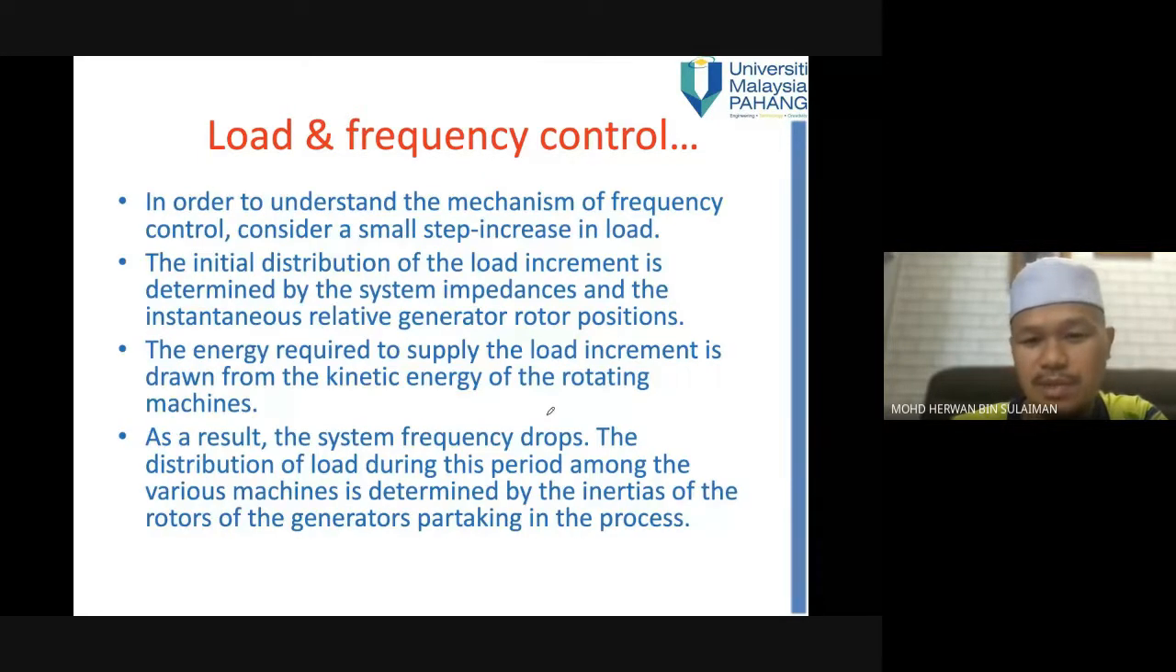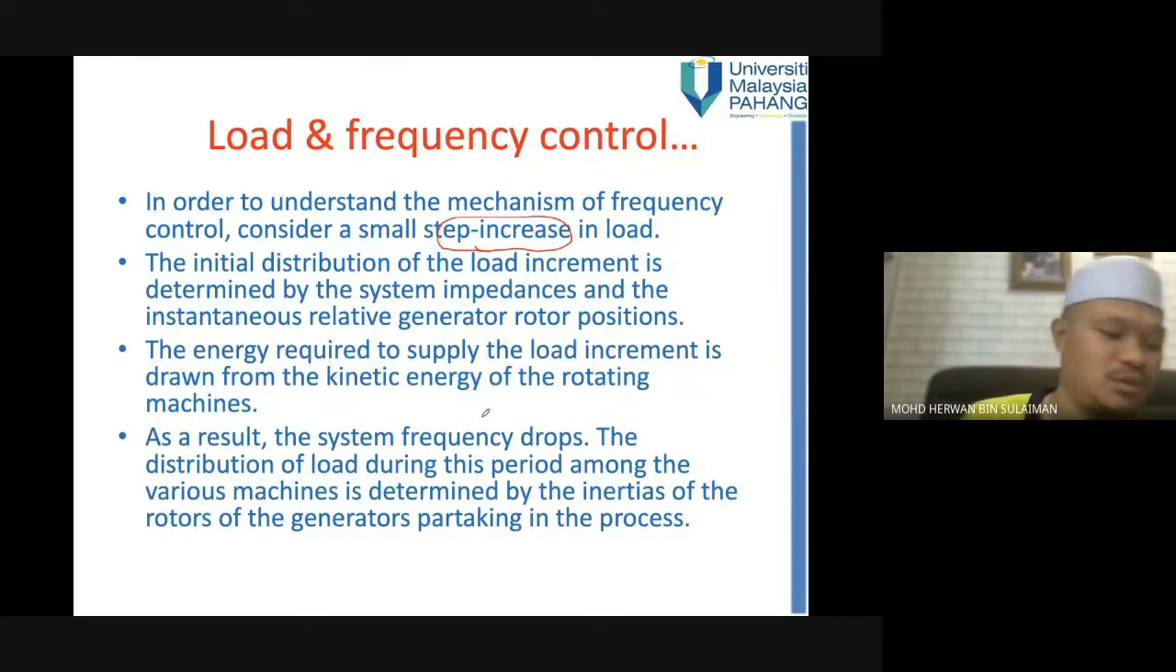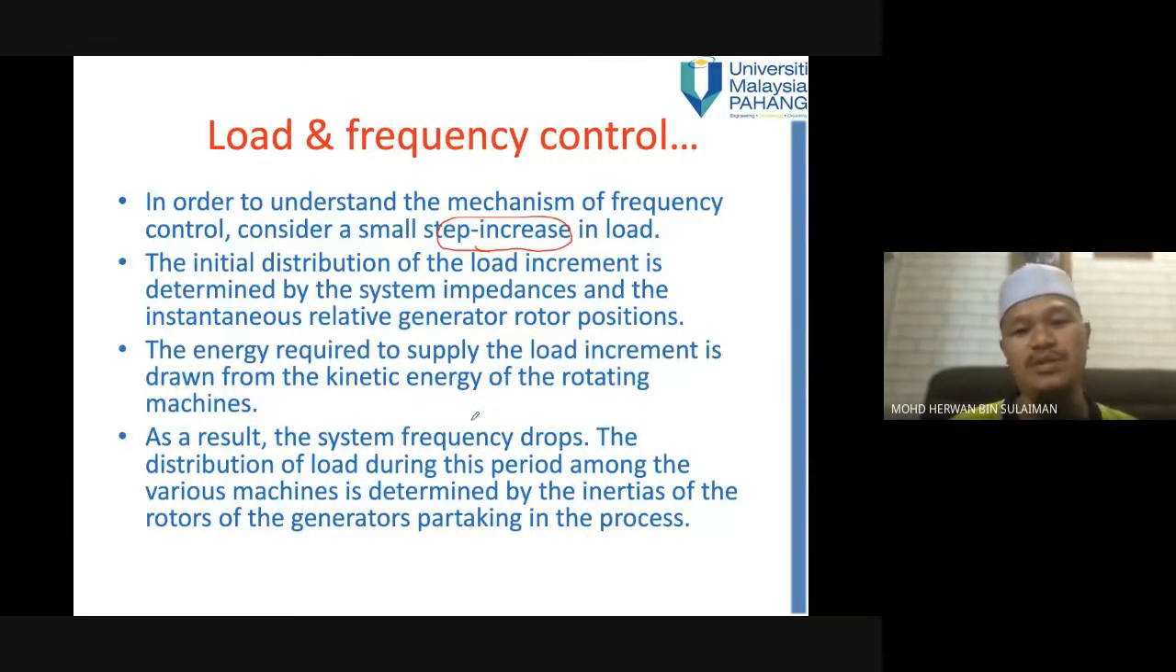Okay, this one yang saya cakap tadi lah. Consider a small step increase in load. Ni increase lah. Bila increase, the initial distribution of the load increment is determined by the system impedance and the relative generator rotor positions. The energy required to supply the load increment is drawn from the kinetic energy. Yang ni you relate with the mechanical punya knowledge, with the energy of the rotating machines. As a result, the system frequency drops. Sebab apa? Bila load increase, generator akan jadi slow sikit, so your frequency will drop, your F will drop.